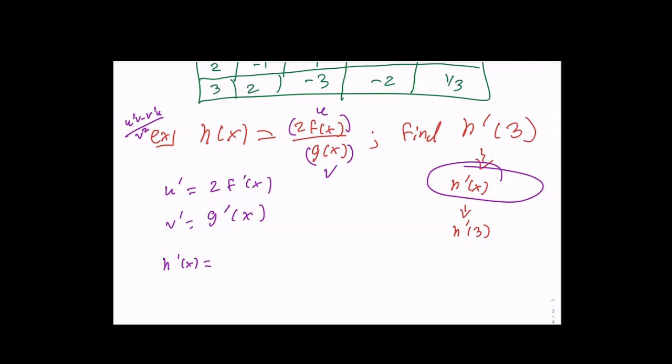So wouldn't it be like 2f prime of x times g of x, and then it's a minus, and then we have g prime of x times 2f of x. There we go. All over, and you divide by g of x squared. Perfect.